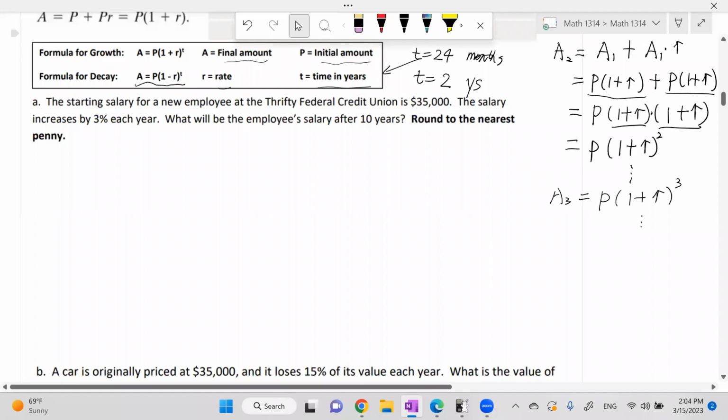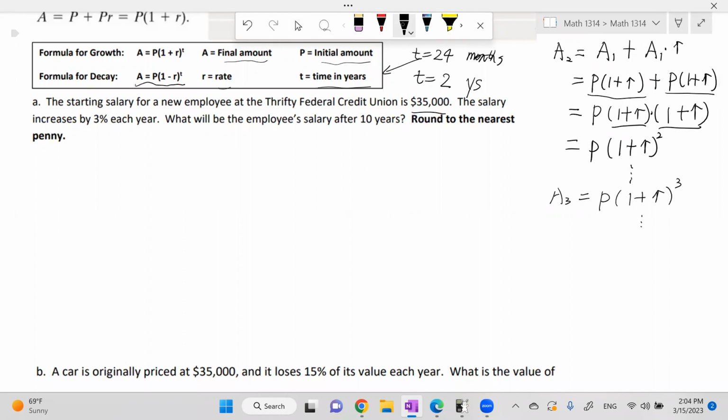The starting salary of a new employee at the Thrifty Federal Credit Union is $35,000. The salary increases by 3% each year. What will be the employee's salary after 10 years? Let's identify what is the A, P, R, and T. There is no A because I'm looking for the A. That's the final amount or future value. The P is the initial amount or principal. That's 35,000. And what is the 3%? That's an interest rate. So R is 3%.